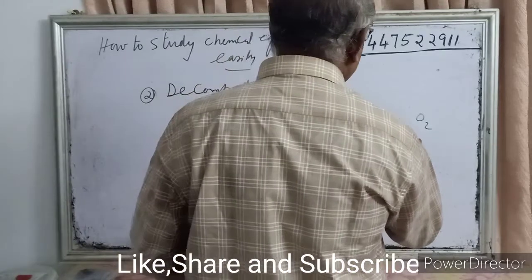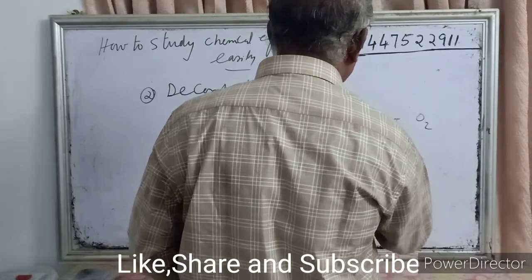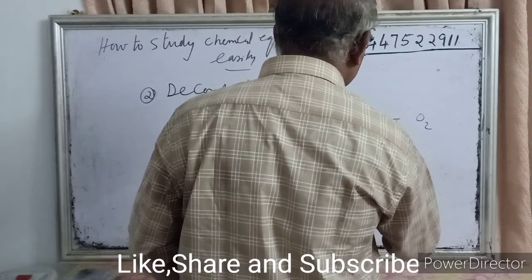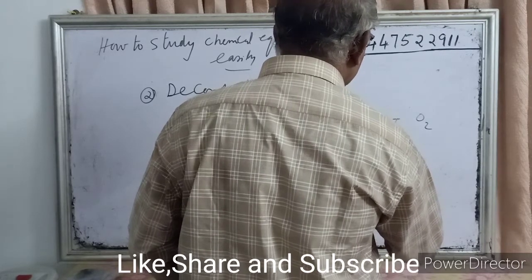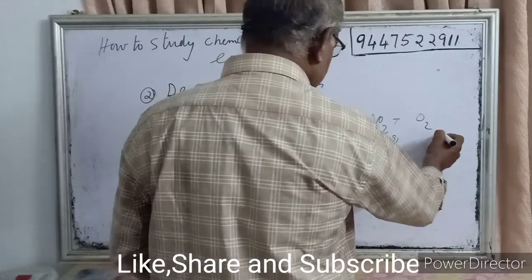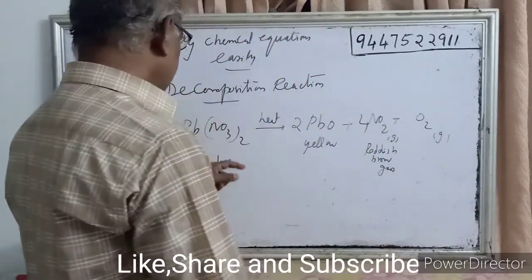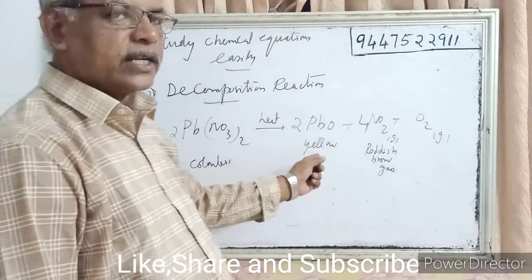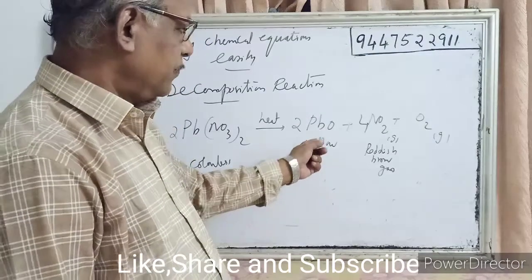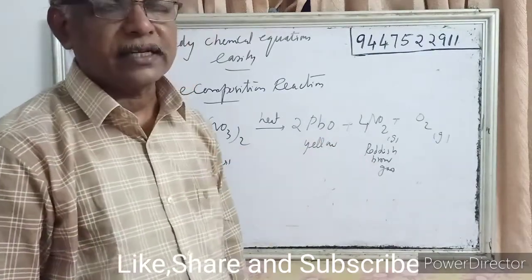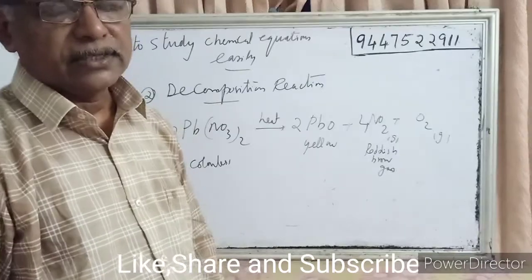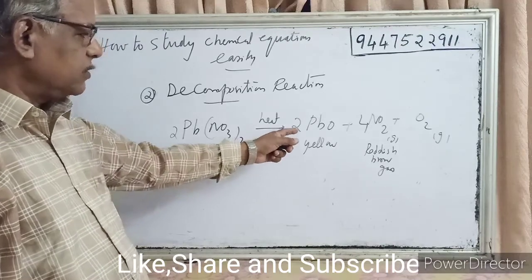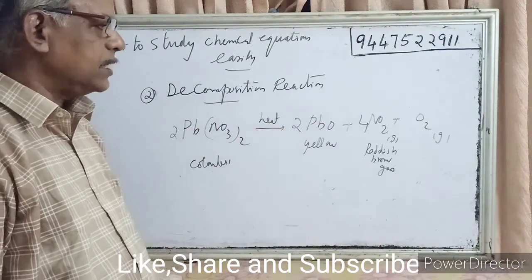So this nitrogen dioxide is a reddish brown gas. Oxygen, yes. So lead nitrate is a colorless substance which on heating gives a yellow residue, that is lead oxide, with the liberation of reddish brown gas. The reddish brown gas is nitrogen dioxide. So the balanced equation is 2Pb(NO3)2 on heating gives 2PbO plus 4NO2 plus O2.